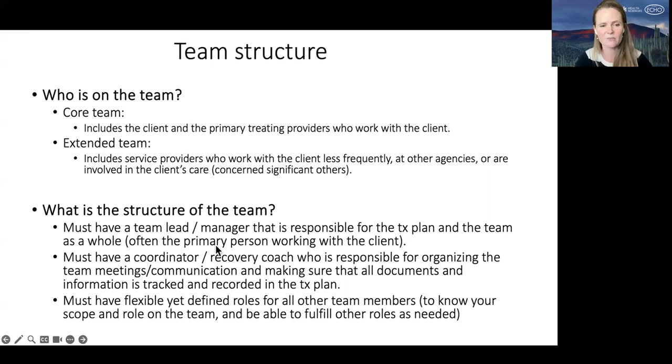In terms of the structure of the team, we do need to have a team leader, a manager that's responsible for the treatment plan and for the team as a whole. And that often, they're not always the primary person working directly with the patient. We'll talk more about that in a moment.